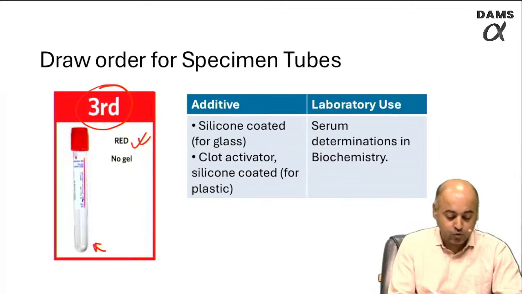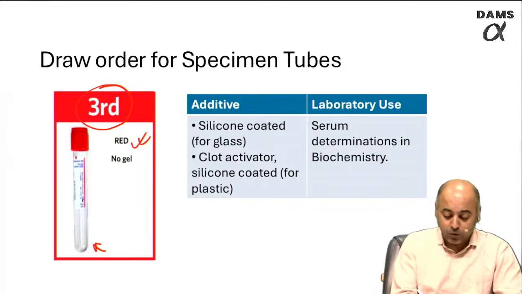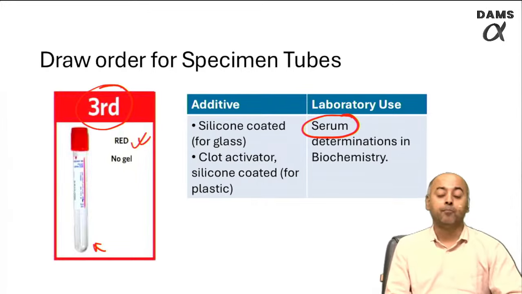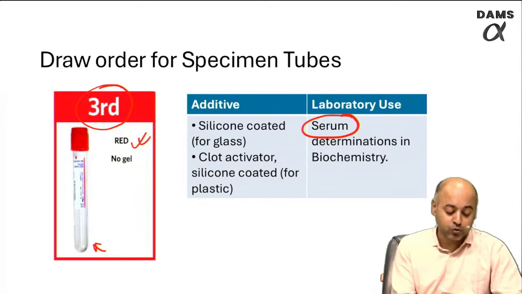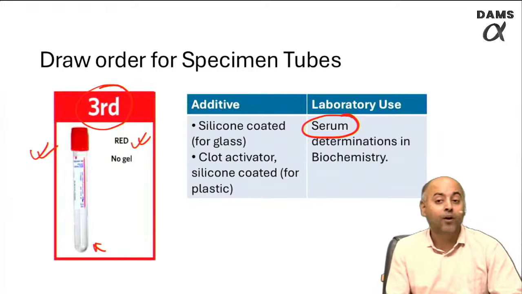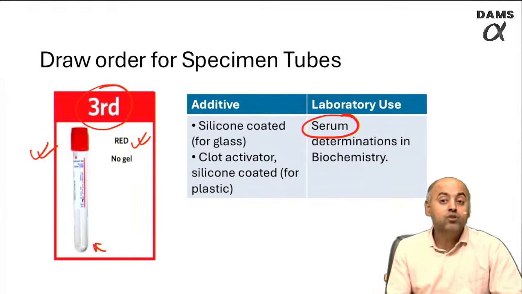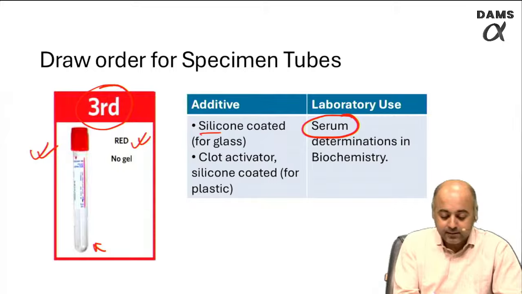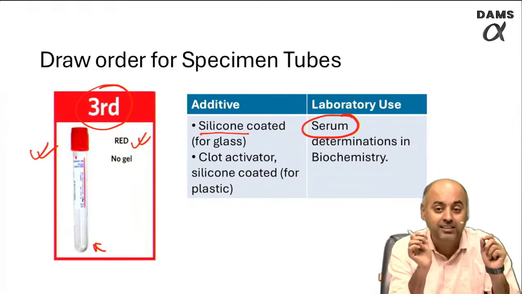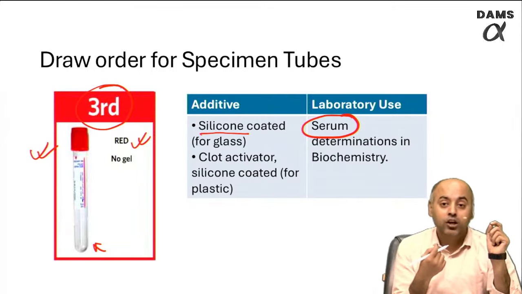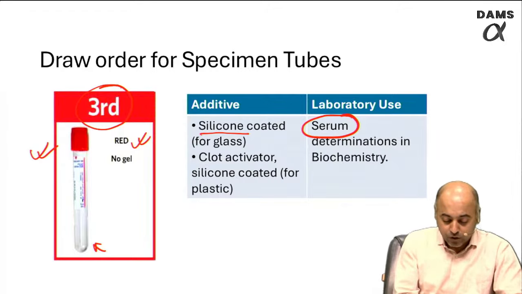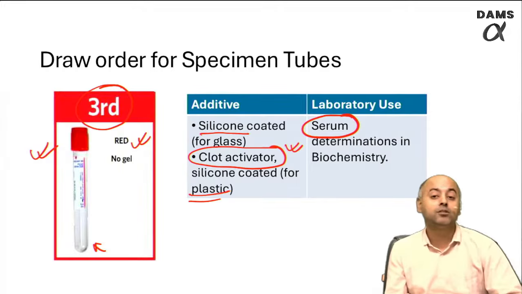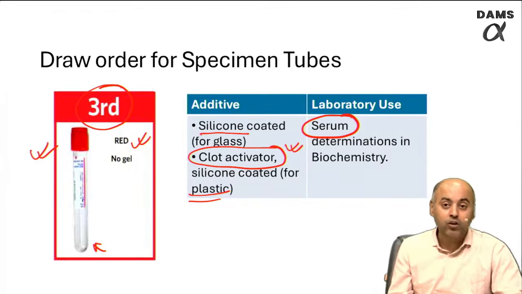You can see there is no gel in this red top vial, and what this vial will give you is the serum. So any test which is performed in the serum, you can collect the sample for those tests in the red top vial. Now previously we used to have the glass vials. The glass vial has a silica. The composition of the glass is silica, so therefore the clot activator is not required when you have the glass vial. However, if you have the plastic vial, then the clot activator is required, because the plastic is not able to activate the clotting cascade.